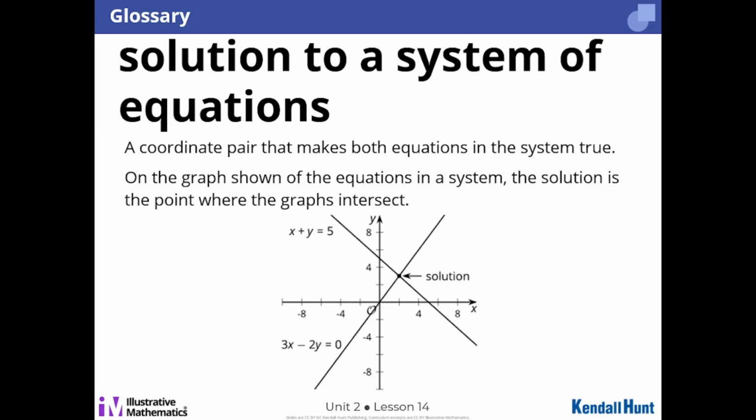The next glossary term, solution to a system of equations. A coordinate pair that makes both equations in the system true. On the graph shown of the equations in a system, the solution is the point where the graphs intersect.